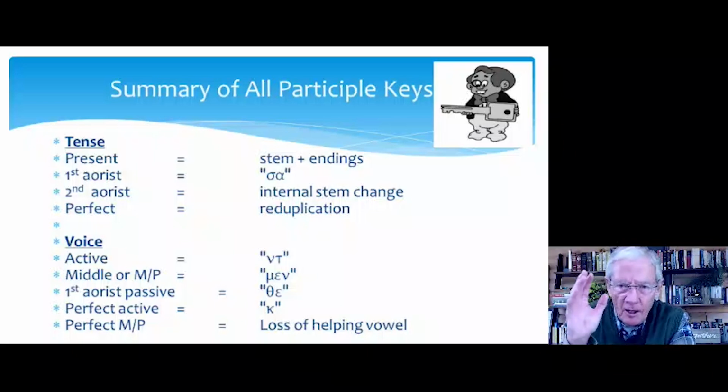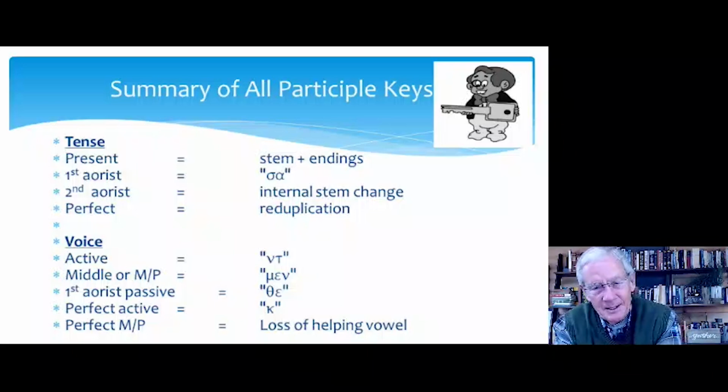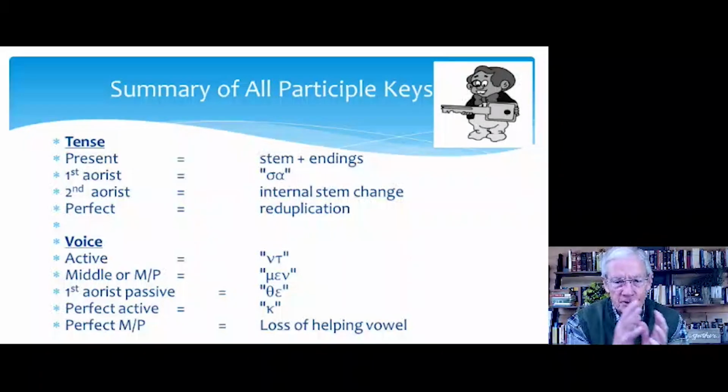All right, now for a summary of all of our participle keys, chapters 12a, 12b, and 12c. If we see a stem and an ending, that tells us present. If we see a sigma alpha, that's our first aorist. If we have an internal stem change, that's second aorist. And the perfect is noted by reduplication right up at the front.